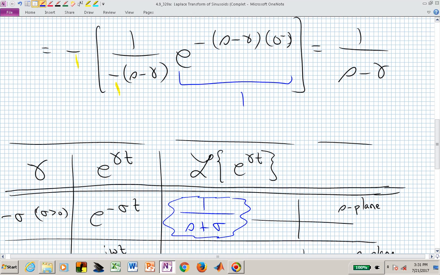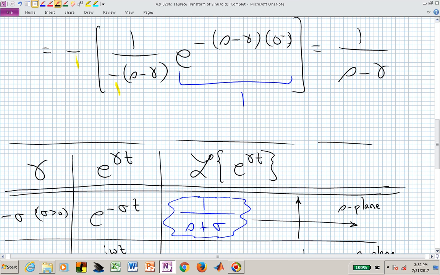We need to start becoming comfortable with s as a complex number. S is a complex variable, so it has a real part and an imaginary part, and we can now evaluate this transform 1 over s plus sigma at different locations in the complex s plane or for different values of s.